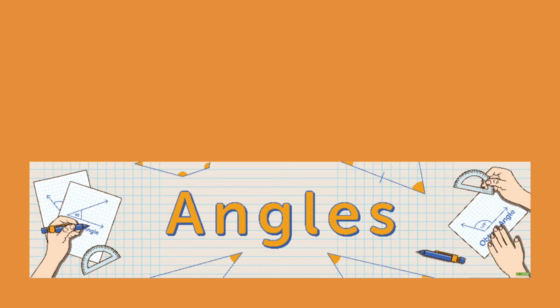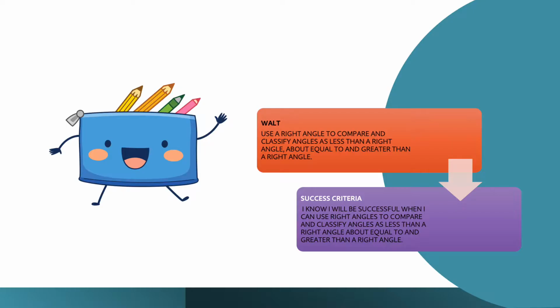Today we are learning about angles. We are using right angles to compare and classify angles as less than a right angle, about equal to, and greater than a right angle. I know I will be successful when I can use a right angle to compare and classify angles as less than a right angle, about equal to, and greater than a right angle.